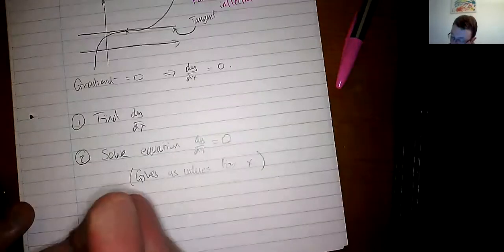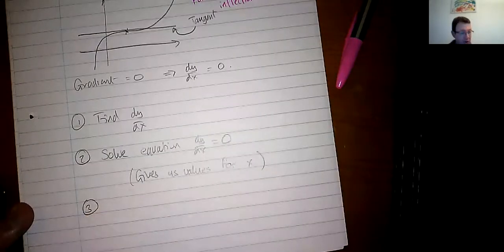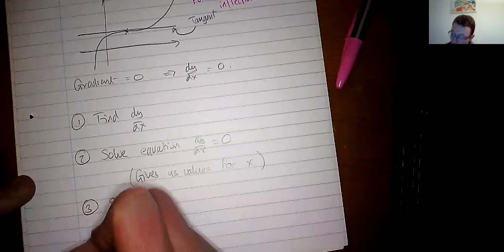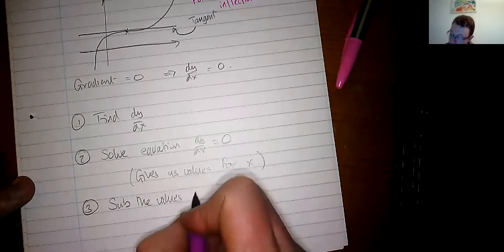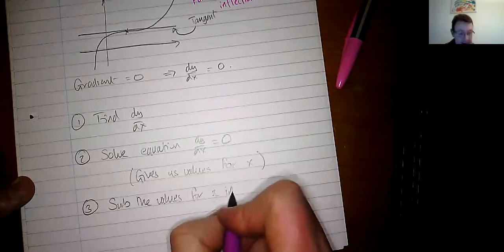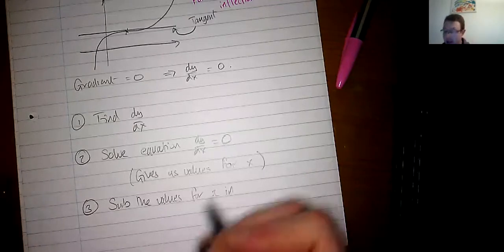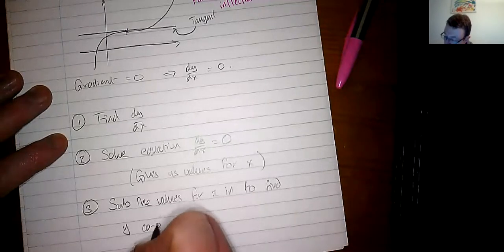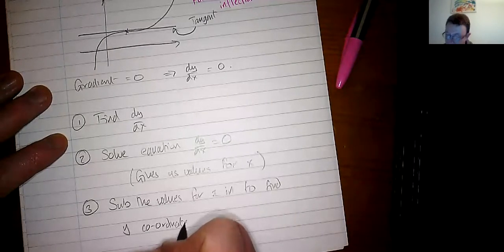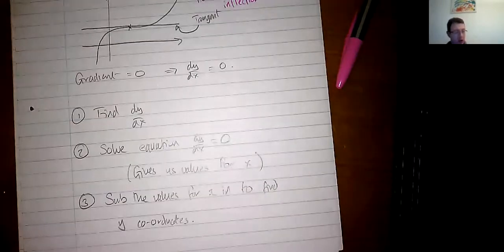And then finally, a little bit like what we've done recently, sub the values for x into the expression for y to find the y coordinates. Okay, and that's it. That's what you do. And well, let's do an example. Okay, so I've got an example here.